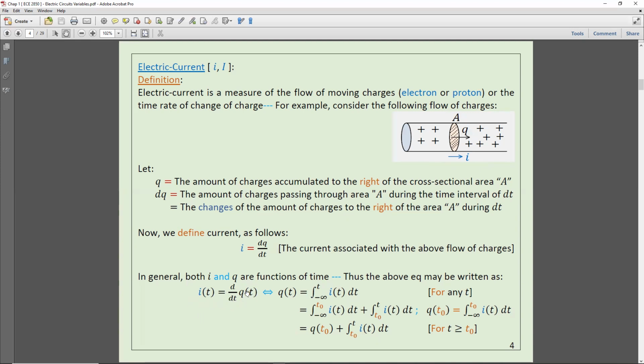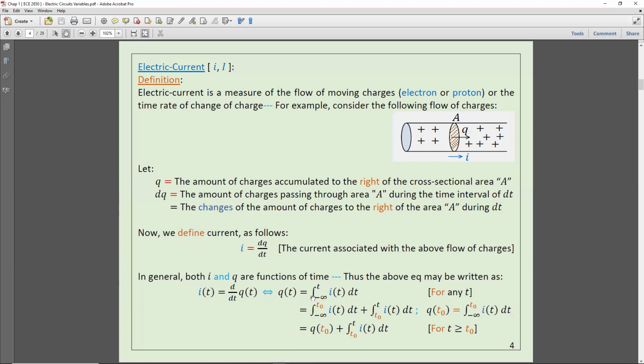If you have Q and you want to get I, you are going to use this one. Now, you know the relation between differentiation and integration is this way. So if I is the differentiation of Q, it means Q is the integration of I dt. This is from calculus.